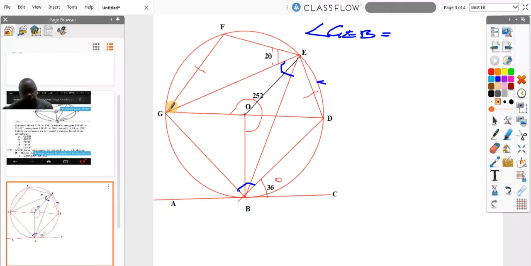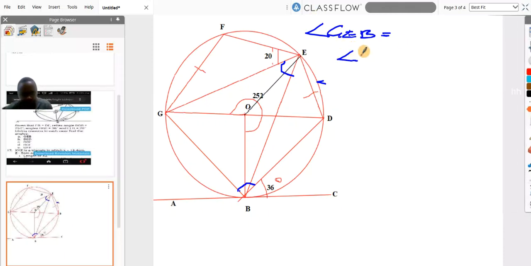Remember that GOD is the diameter, and the diameter would subtend an angle of 90 degrees at the circumference. So angle GED is equal to 90 degrees, because that is the angle subtended by the diameter at the circumference.